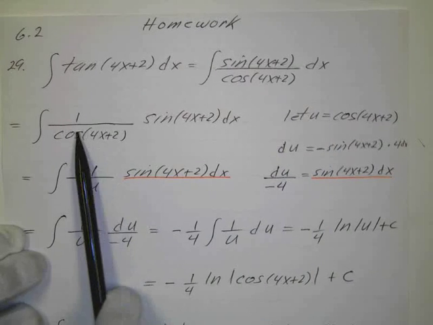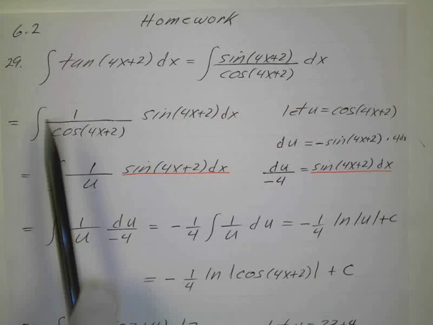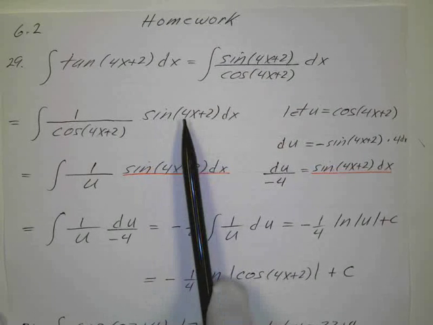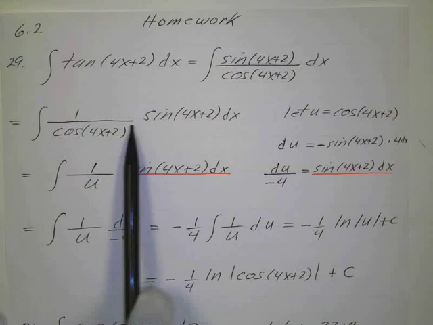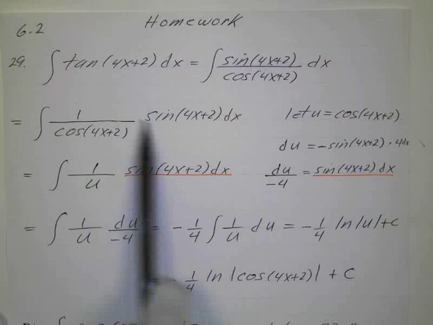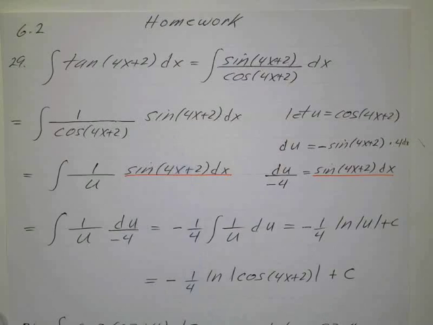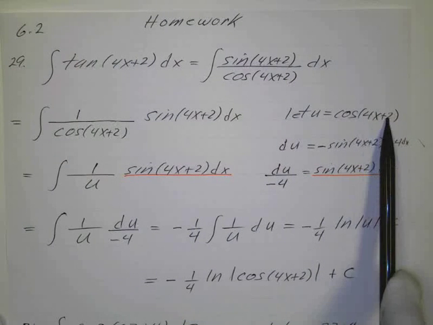And then I rewrite this so it makes a little more sense. 1 over the cosine times the sine of 4x plus 2, because I know the derivative of the cosine is negative the sine. So it looks like I've got 1 over u du type of thing happening here. So I'm going to let u be the cosine of 4x plus 2.